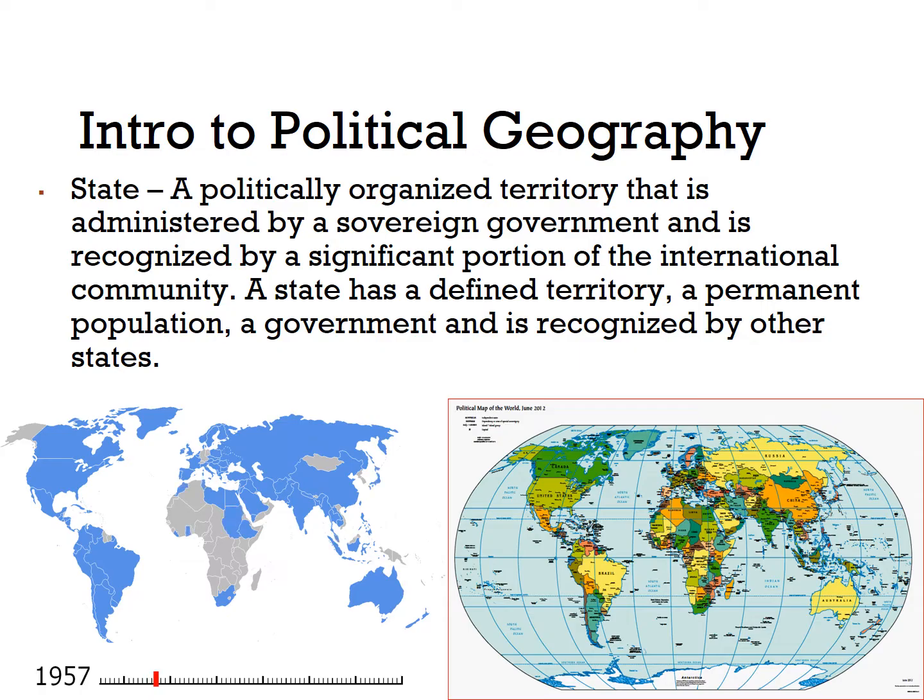Tonight, we begin our political geography unit. The basic unit on the modern political map is known as a state, which is a politically organized territory that is administered by a sovereign government and is recognized by a significant portion of the international community. A state has a defined territory, a permanent population, a government, and is recognized by other states.